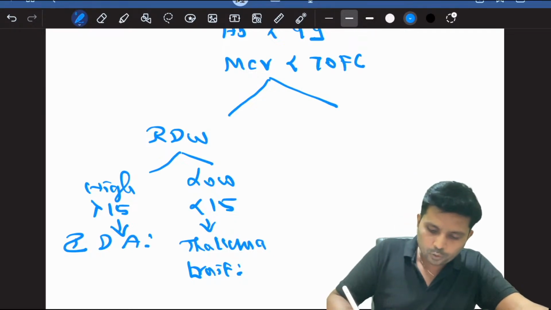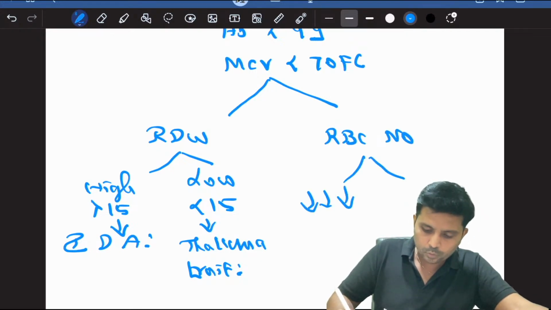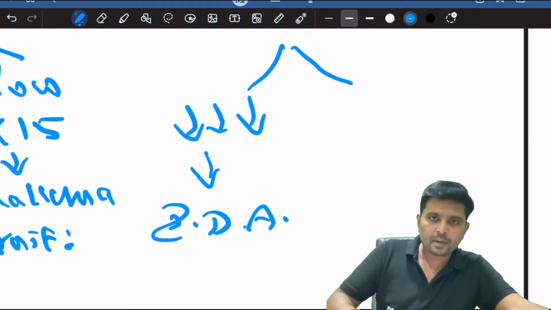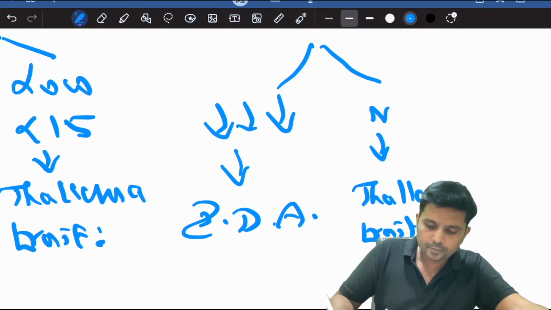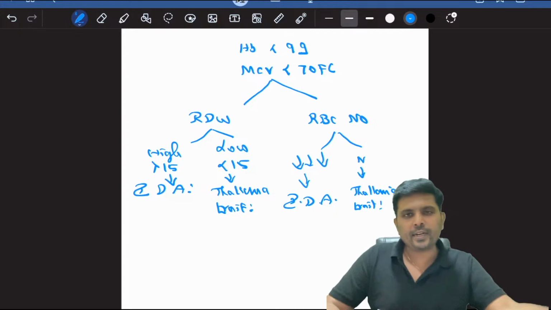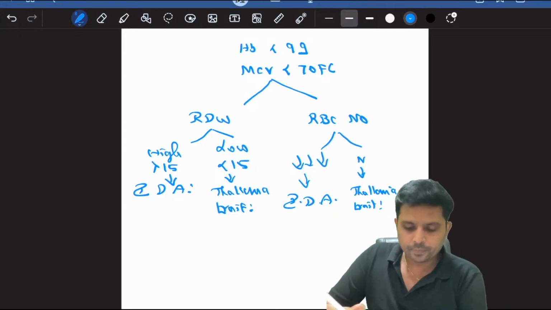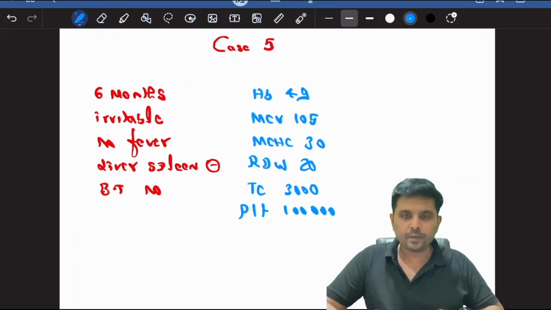Second one is to look for RBC number. If RBC number is low, it is more in favor of iron deficiency anemia. If RBC number is normal, it means thalassemia trait. So this is how you need to approach a case of microcytic hypochromic anemia. Very, very simple. Now let's go for case 5.